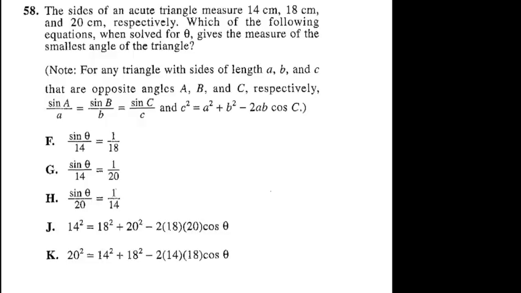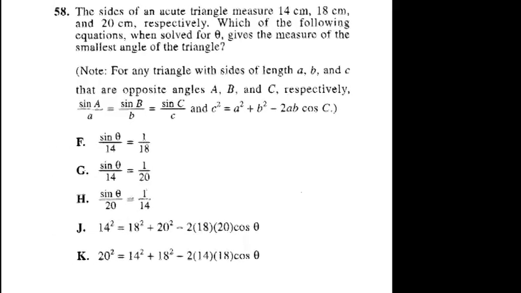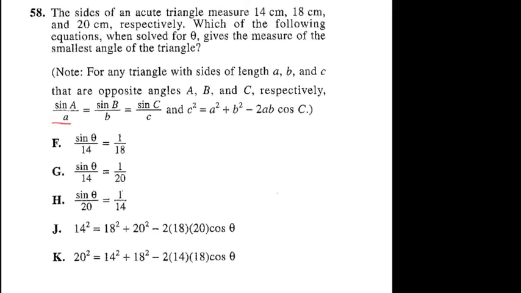First, we have the law of sines and the law of cosines. They both help us with triangles that are not right triangles, but they do different things. So let's draw this out first. We have an acute triangle. That means when we draw this, we're going to have a long side that's 20, and we'll let that one be this one.